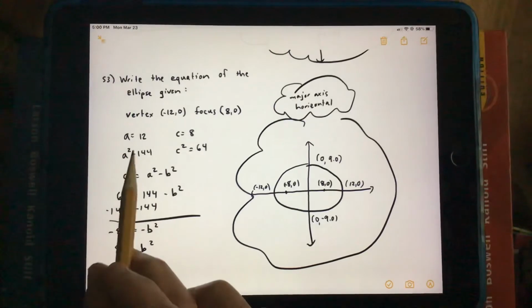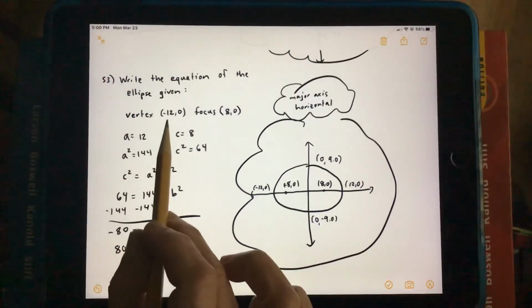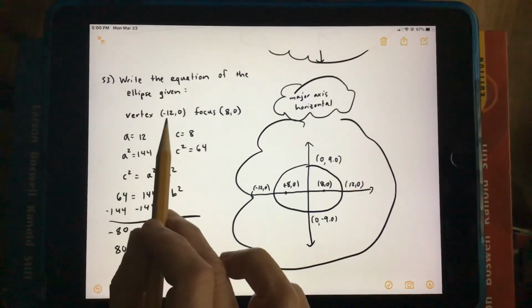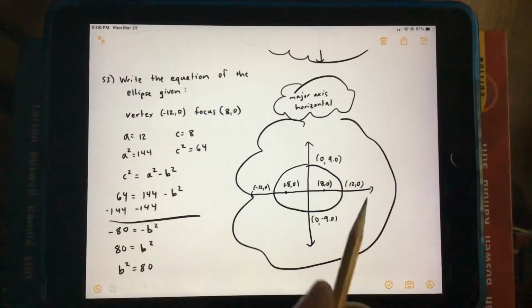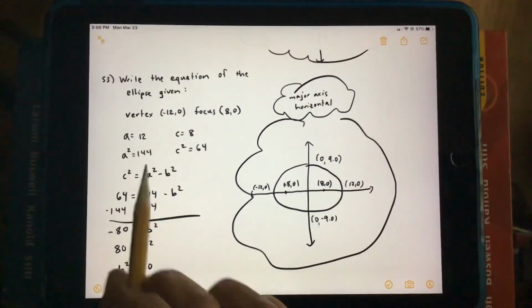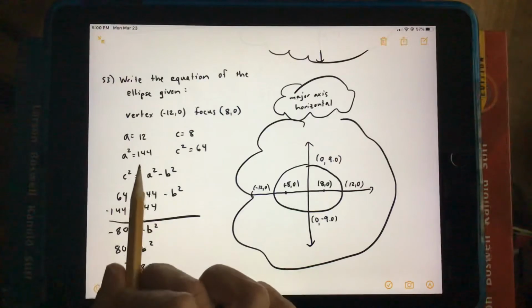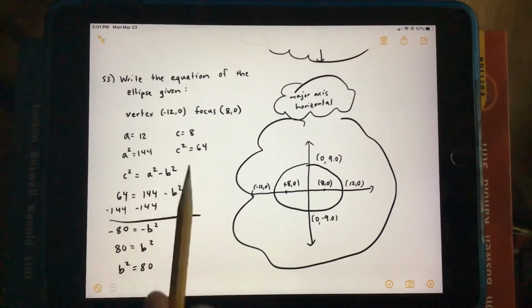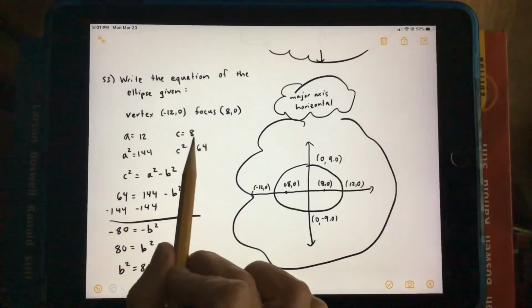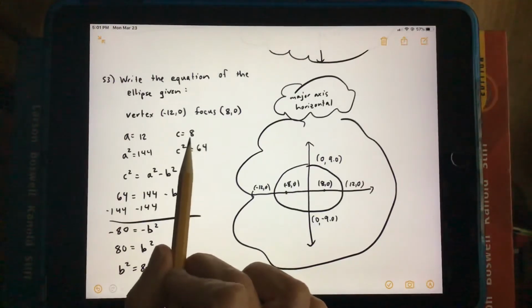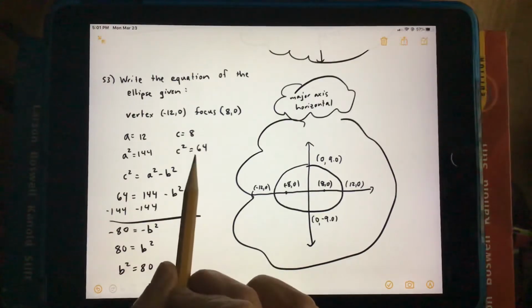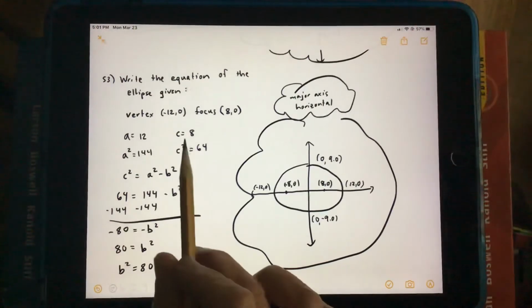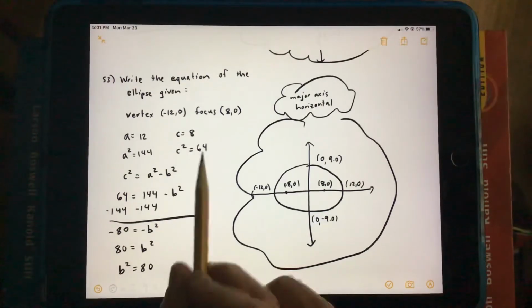First job, we write down a is 12. Again, I changed the negative 12 to 12 because the other vertex would be 12, 0 over here. So it doesn't matter, though, if I put 12 or negative 12, because when I square 12 or negative 12, I'm still going to get 144. I'm told the focus number is 8, so my c is 8. Notice this is not your value that's going to show up even when you square it. This isn't going to show up in your equation. We know c is 8, so c squared is 64.